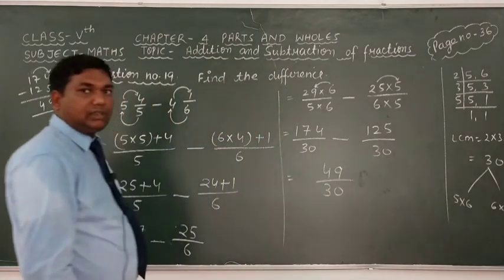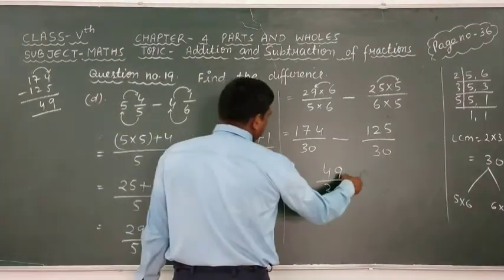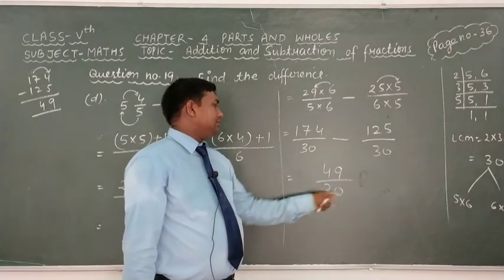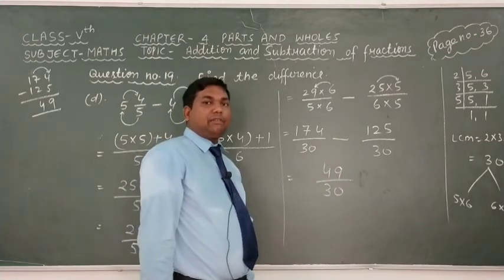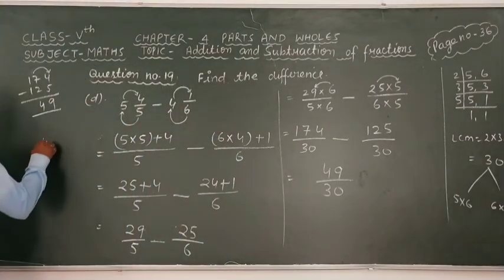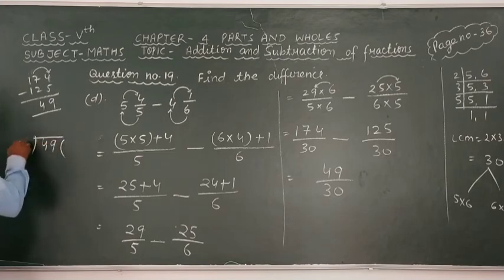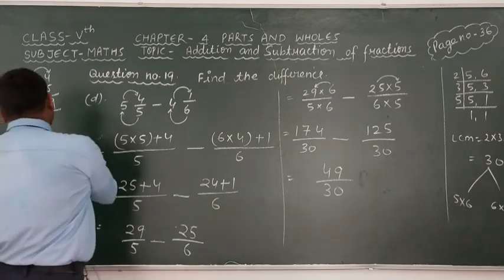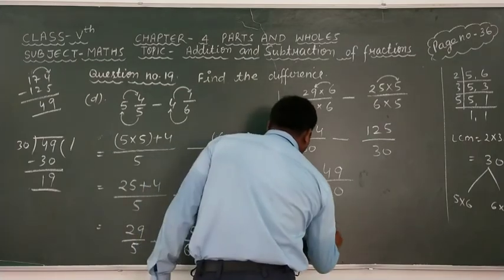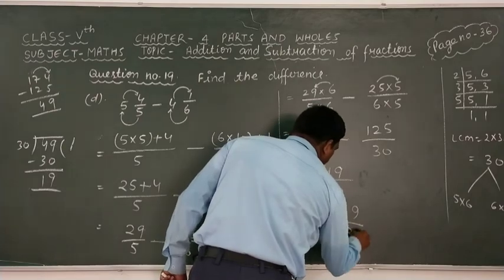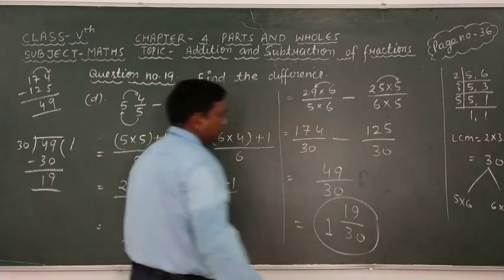Okay, understand? Students, look, this is an improper fraction, therefore we have to change this improper fraction into a mixed fraction by taking the division of 49 by 30. 30 1s are 30. 9 minus 0 is 9, 4 minus 3 is 1. Okay, then we get 1 whole 19 over 30. This is the answer of this question.